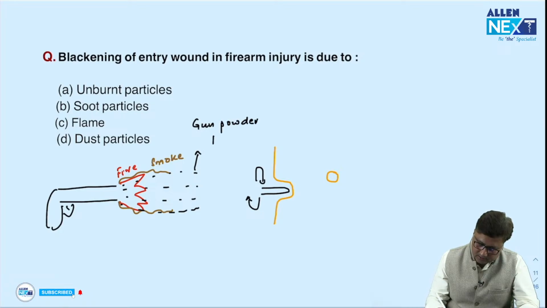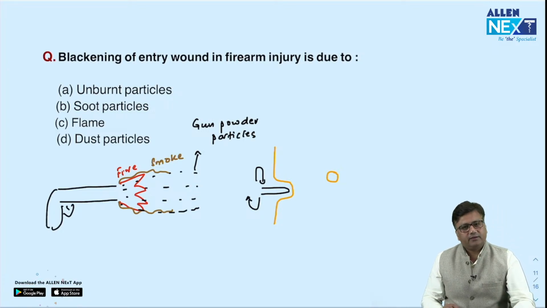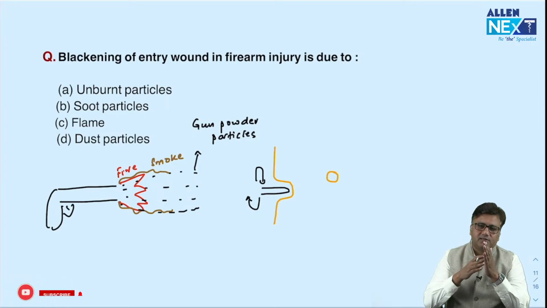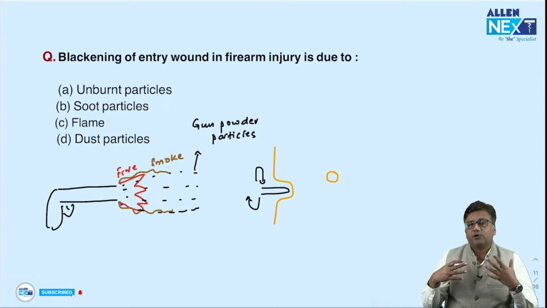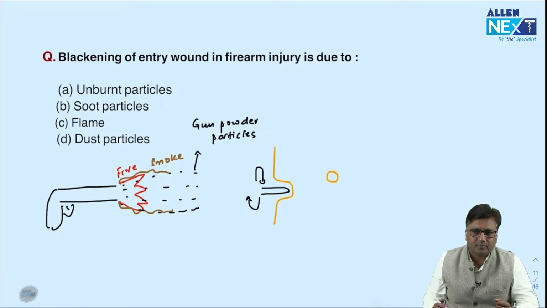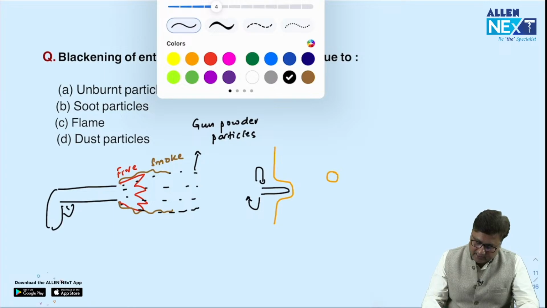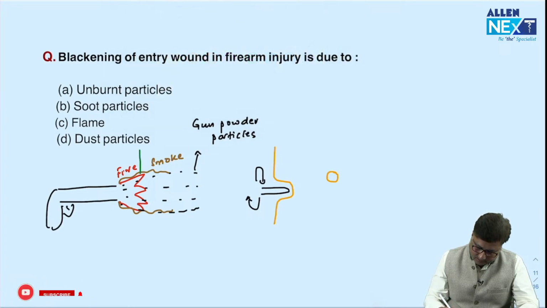Gunpowder particles, right? Now when these three things are going to hit a person, they are also bound to produce certain effects on the body. So let's assume that there is a person who is standing inside of this green line.